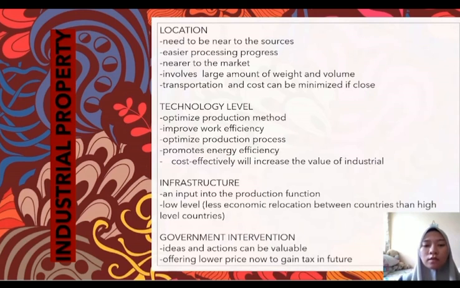Okay, so the next factor is government intervention. The ideas and actions from the government also affect the value of industrial property. For example, in China, the government offers large-scale suburb land to attract firms, so they can get taxes in the future. So asking less now and getting more in the future.